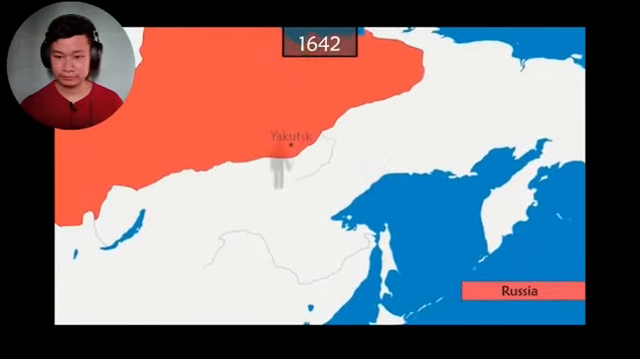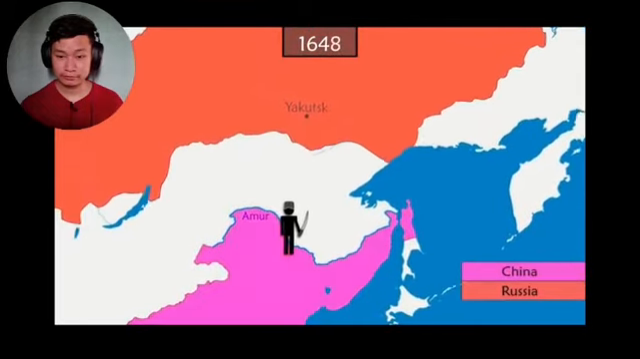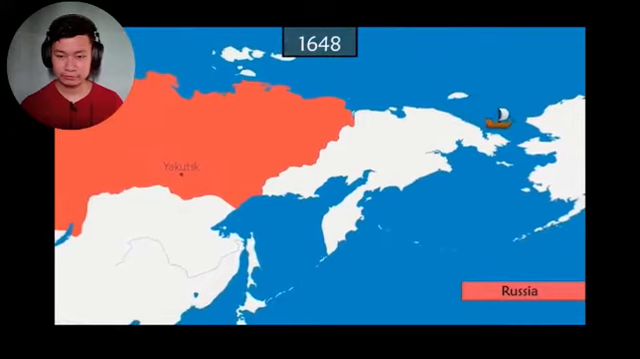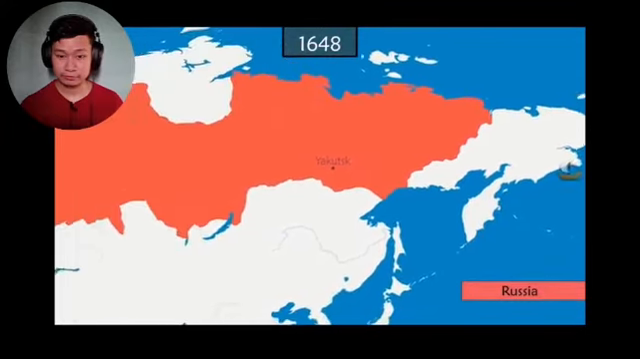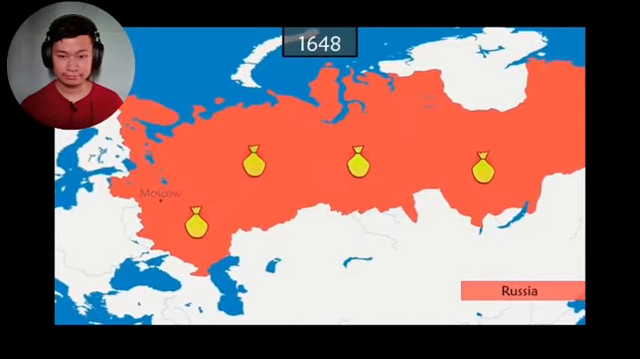Further south, explorations around the Amur River lead to the first contacts with China. In 1648, Semyon Dezhnev becomes the first Russian to cross what would later be called the Bering Strait. Throughout the country, the numerous taxes intended to fill state coffers provoke revolts.